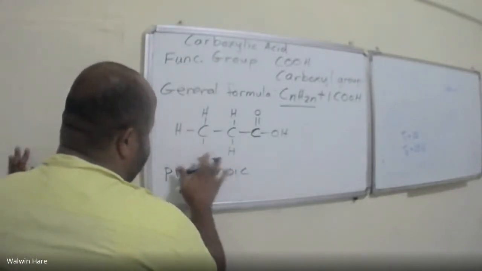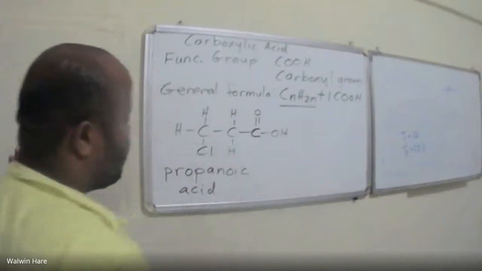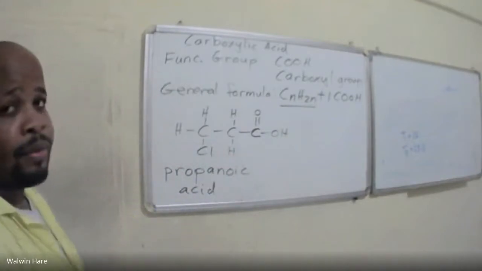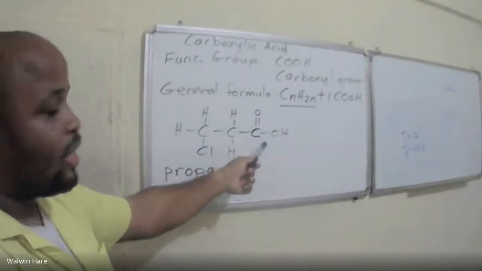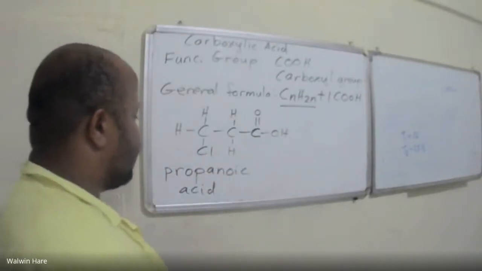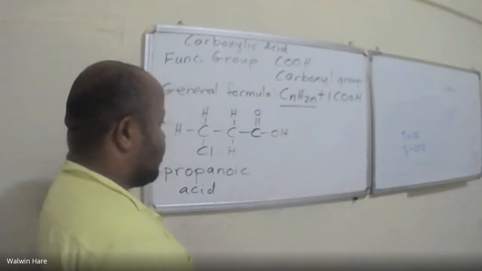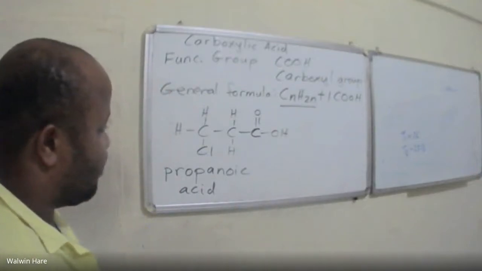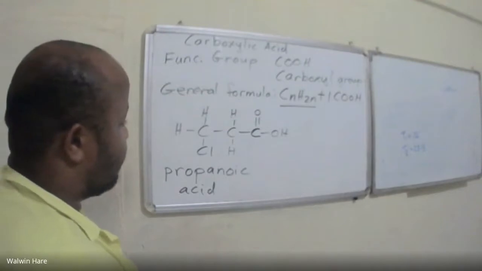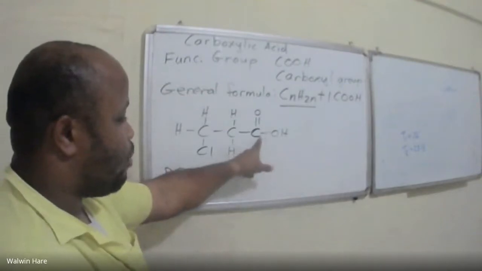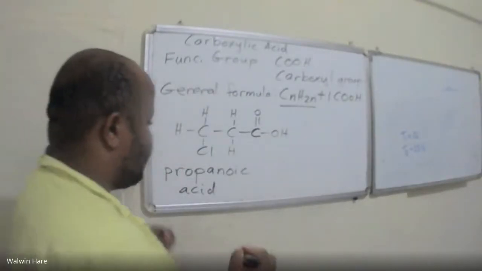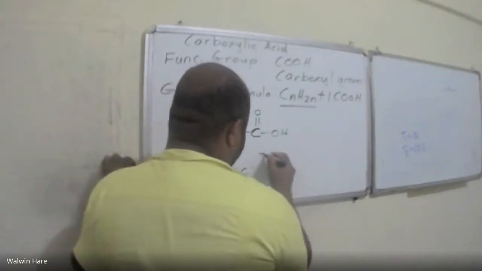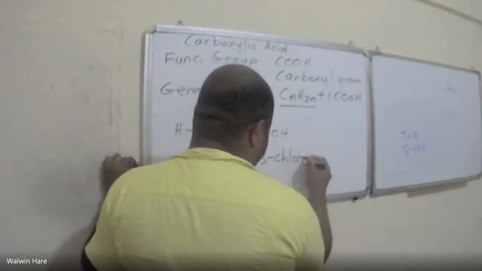Now, if I replace the hydrogen with a chlorine, what would be the name of it? 1-chloropropanoic acid. Functional group gets the priority. If this gets the priority, it means you start counting from here. So it would be 1, 2, 3. 3-chloropropanoic acid.